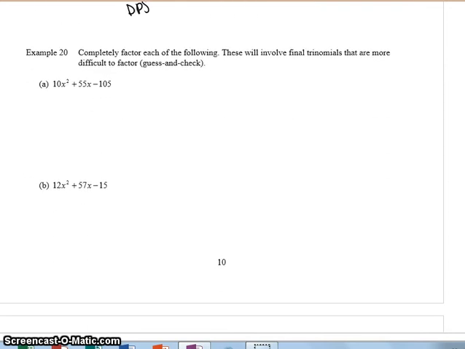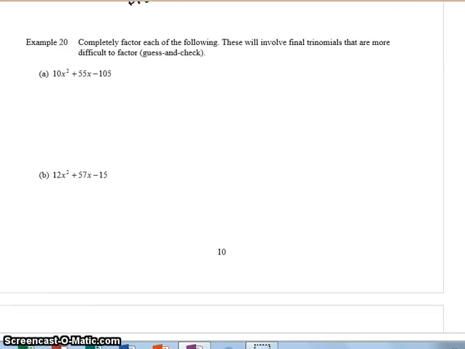Example 20. Completely factor each of the following. These will involve final trinomials that are more difficult to factor, guess, and check. Okay? I just touched on slip and slide. So if we can slip and slide it, we're going to slip and slide it. All right. So part A.